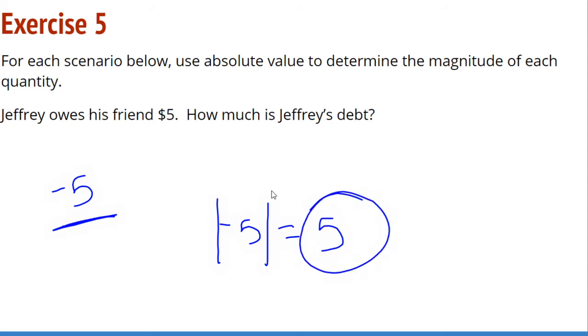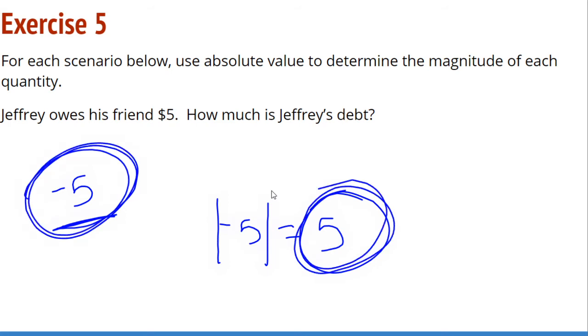He owes his friend $5. We represent owing money as -5. To say how much he owes, we say he owes $5. He doesn't owe -5. He owes $5.